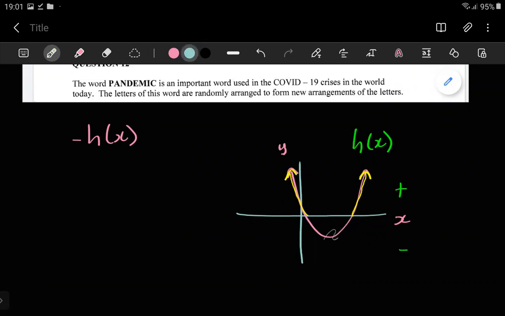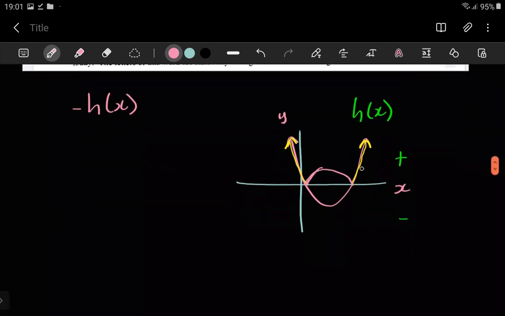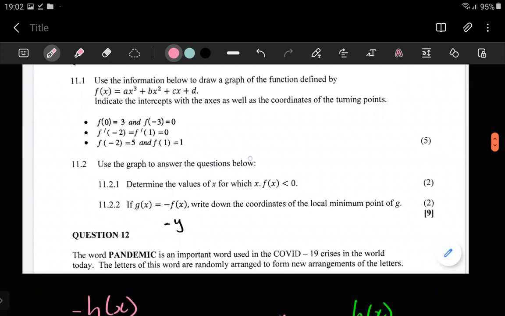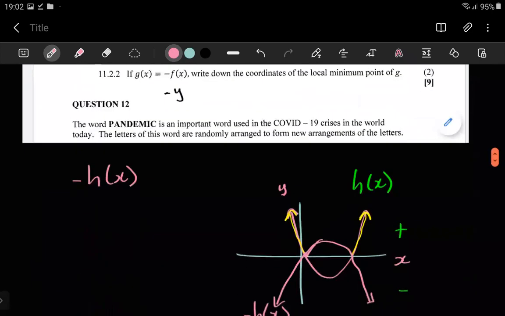So if this one is h of x, for negative h of x what will swap around is the y values. So where you have these negative ones, you will start to have these positive ones, and where you have these positive ones, you'll start to have these negative ones. So this one up here is h of x, and the one down here is negative h of x, you see. So that's the idea here. It's just a graph of f. Whatever it looks like, we're just flipping it over the x-axis.